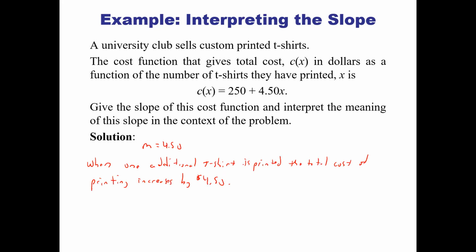Okay. Now, this has a special name. This is actually a marginal cost. So the marginal cost is what this is represented by in this case. So I'll let you read more into that, but that's the meaning of this. So the rate of change is it's going up by $4.50 for every t-shirt added. So each additional t-shirt that's printed, the total cost of printing is increasing by $4.50. And again, it's all based on that slope there.